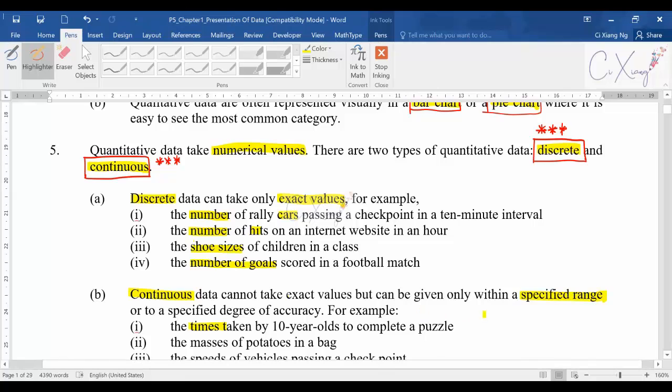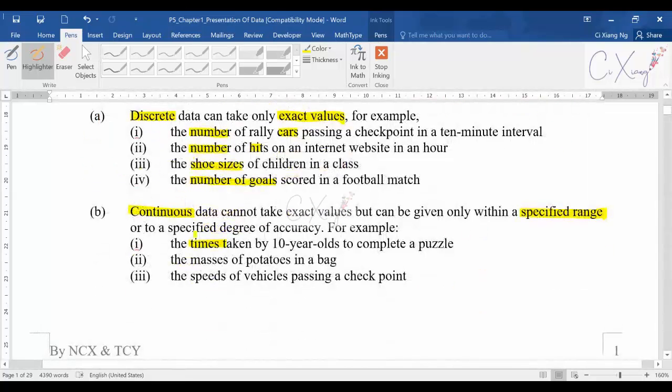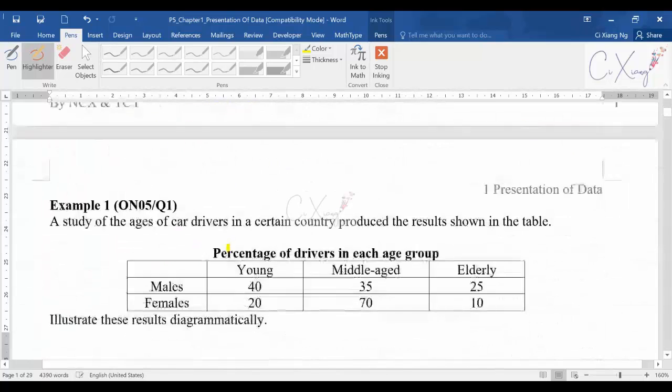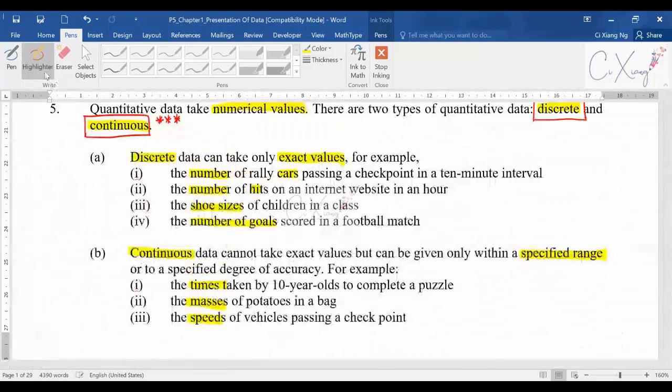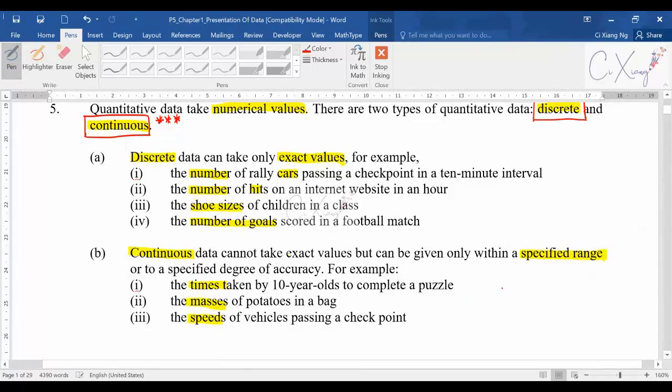So usually for continuous data, it's more like time, the weight, speed of vehicle, because when you are talking about the speed of vehicle, it can be measured here, maybe a few decimal places. All right, so we call it continuous data. Okay, so usually for continuous data, if you want more examples, let's say volume.